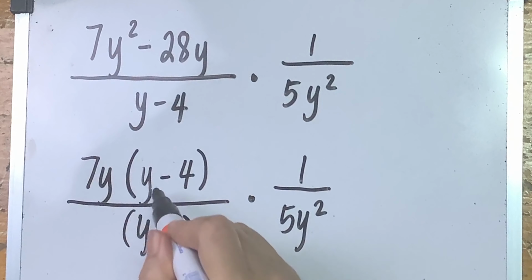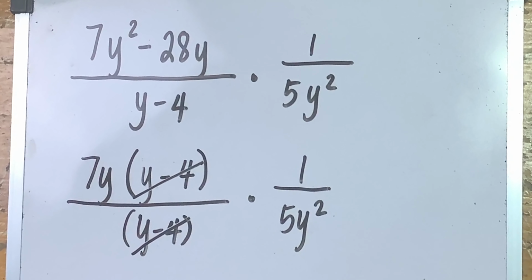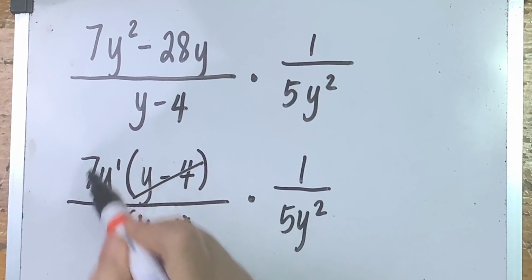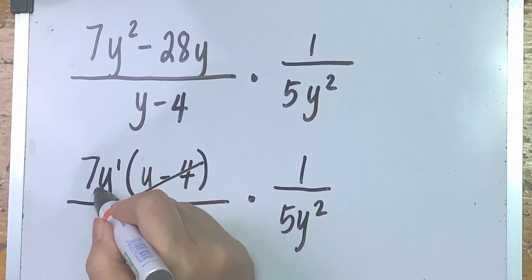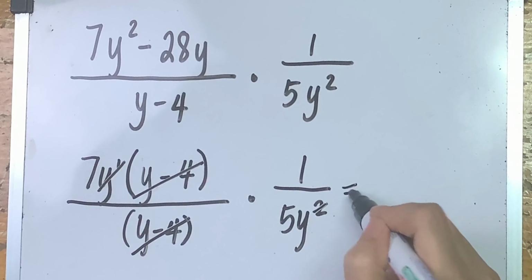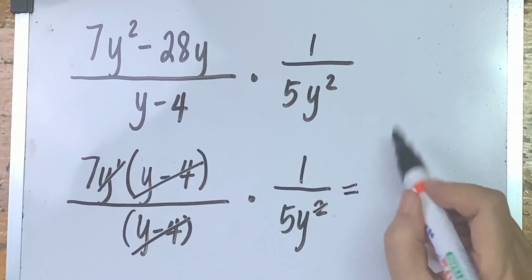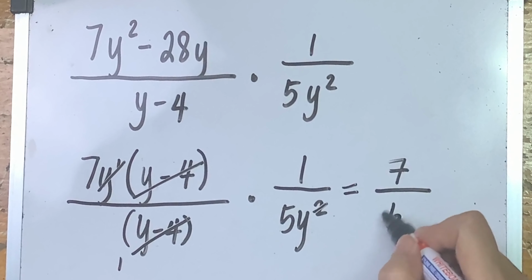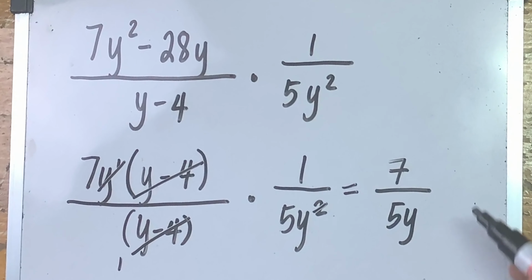Upon looking, we can see now we can cancel this one. And also, you notice merong y dito, meron ding y squared dito. So, itong y na to, it has an exponent of 1. And then we can cancel this with this one, so leaving us with just 7 times 1 is 7 over, okay, by the way, this is 1 times 5y, simply 5y. So this now is our final answer.